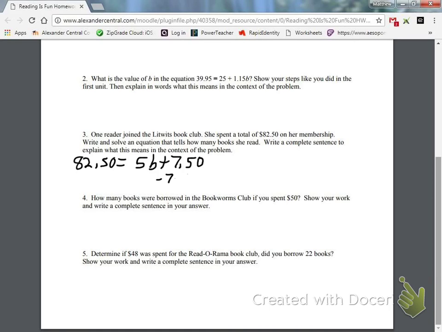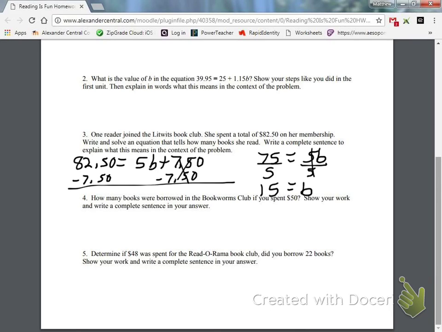So minus 7.50, minus 7.50. And I get 75 equals 5B. Divide by 5. B is what equals 15. Good, divide by 5. I don't want to divide by the B because I'd get rid of that too. But then I get B equals 15, right? Yep. Let's do that in red so it's a little easier to see.